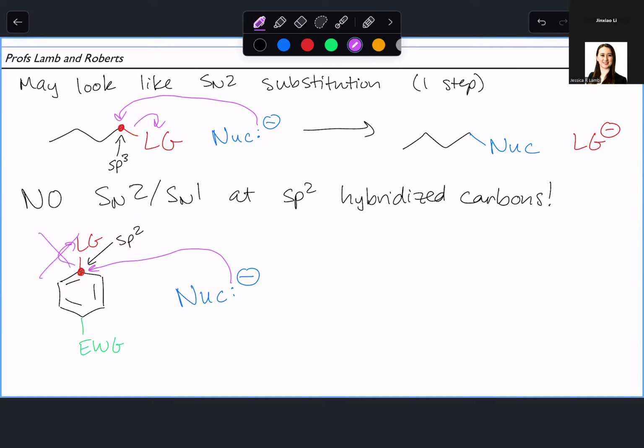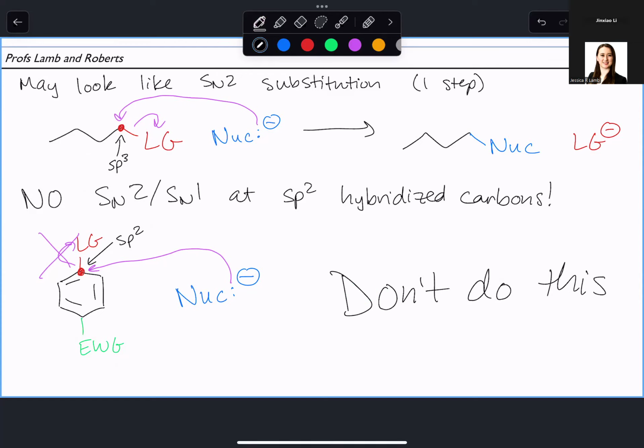Single step, that's an SN2 reaction. You cannot do an SN2 reaction at an sp2 hybridized carbon. Don't do this. Please don't do this. This is one of the biggest mistakes, the most common mistakes that we see on exams. Don't do this, okay? It's not an SN2 reaction. You cannot do an SN2 reaction at an sp2 hybridized carbon. I'm going to say it again. You cannot do an SN2 reaction at an sp2 hybridized carbon. Don't do it, never, cannot, okay? It cannot be a single step, it must be 2 steps, all right? So what is it instead?